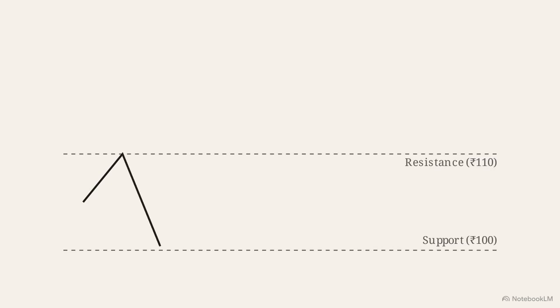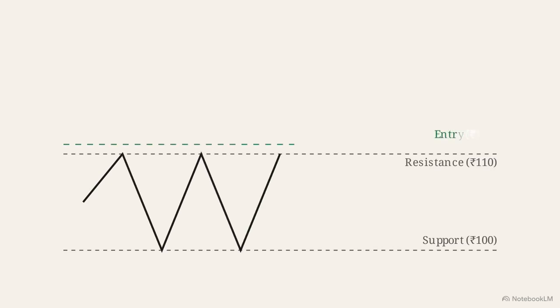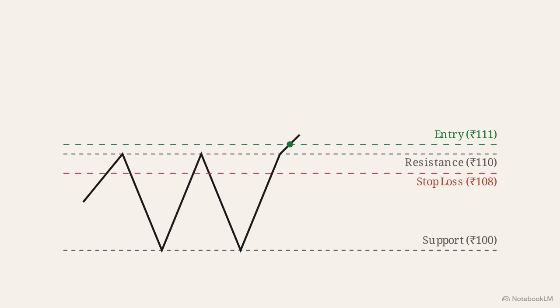Step 4 is building the trade plan using our hypothetical parameters, a stock bouncing between 100 and 110 rupees. First, calculate the entry price. Your order should trigger slightly above the confirmed breakout level, at 111 or 112 rupees. Next, set the stop loss to protect your capital. Placing it at 108 rupees ensures you exit if the price fails to hold.